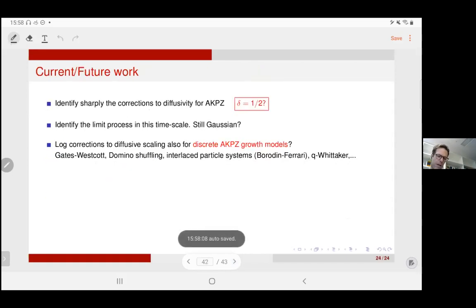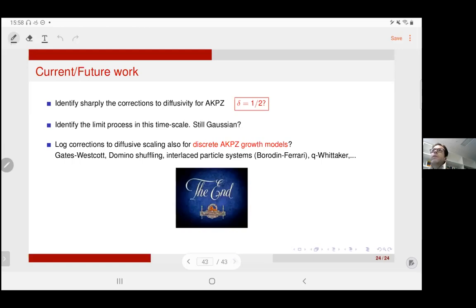Okay, and that's it. Of course, we would like to prove that delta is equal to 1/2. More than that, we would like to understand if there exists a limit process, and whether it is still Gaussian, which could still be. And the last thing, we would like to prove similar results for microscopic growth models in the same universality class. There are certain discrete growth models that are believed to behave like the AKPZ SPDE. But for those models, it's not proven that there is super-diffusivity, and that would be, we think, extremely interesting. So yeah, thanks for your attention.